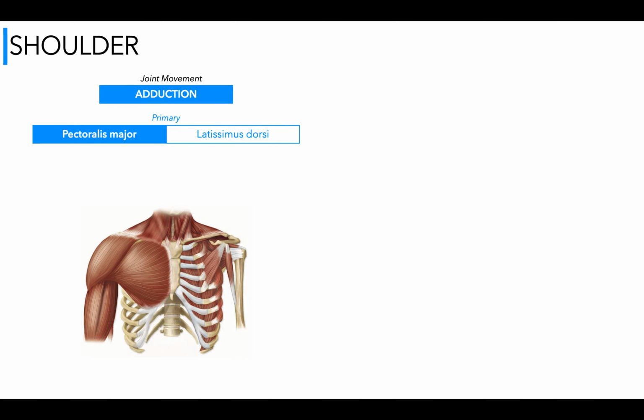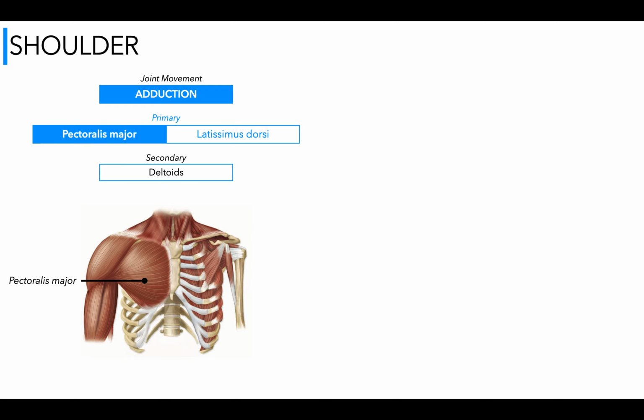Moving on to shoulder adduction, and sorry, I'm not explaining this, but you can watch my previous video, moving towards the midline as opposed to away from it. Hopefully the movements are playing in your head right now and you're nice and comfortable. Primary muscles here, pectoralis major and latissimus dorsi. Okay, there's the pectoralis major. You'll see the latissimus dorsi on the posterior view.